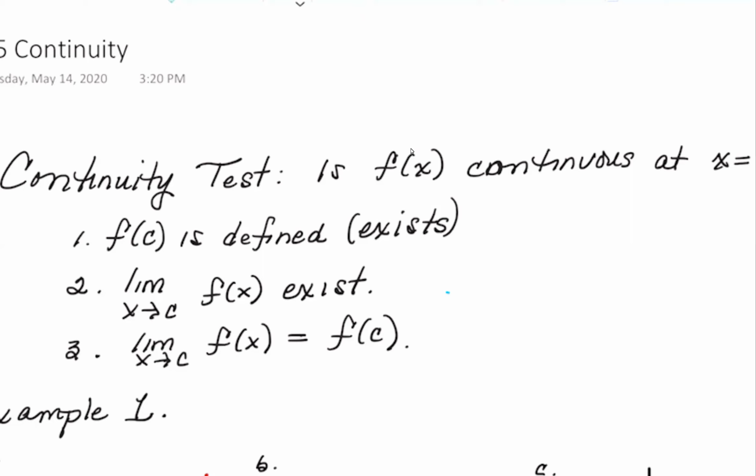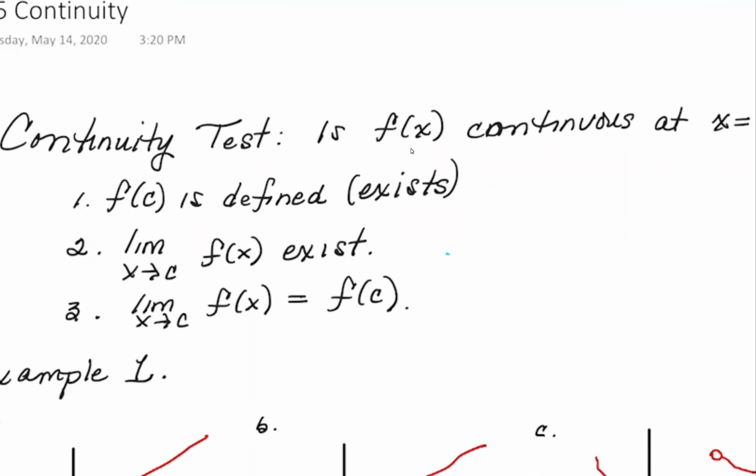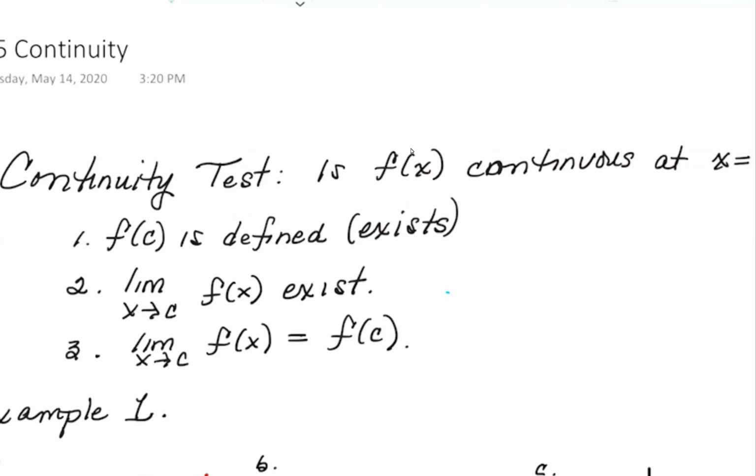The first is f of c has to be defined, or it must exist. Second criteria, the limit as x approaches c of the function f of x must exist. And the most important criteria of all is that they must be equal. The limit as x approaches c of f of x has to equal f of c.